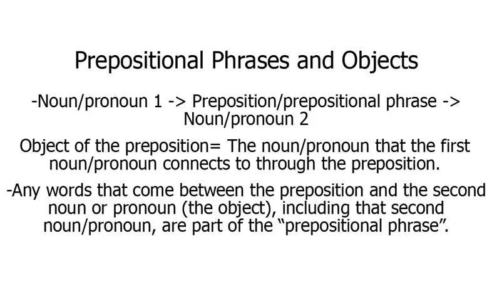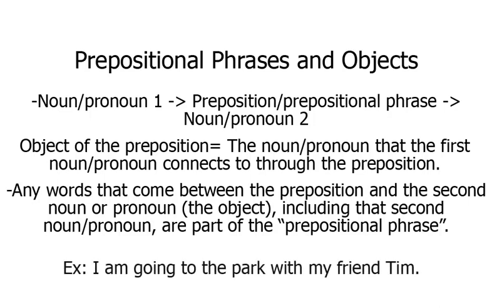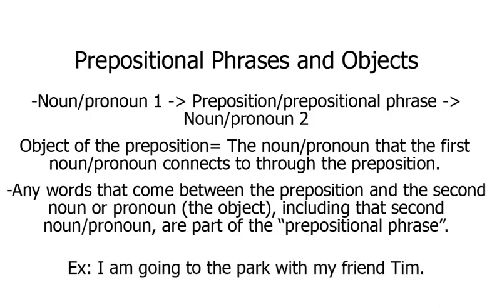For example, if we have the sentence, I am going to the park with my friend Tim, we have two prepositions, the word to and the word with. If we look at those prepositions and then move along the sentence to find the next noun or pronoun, we end up with two prepositional phrases, to the park and with my friend Tim. Note that the prepositions are in light gray and the objects of those prepositions are in green.